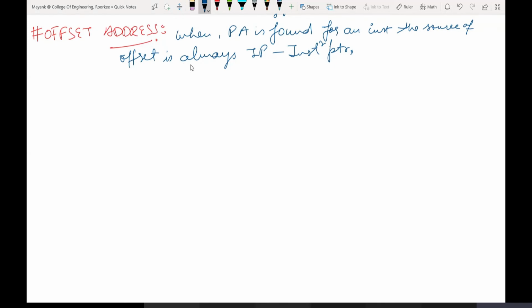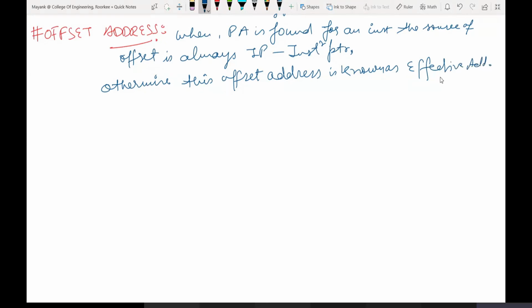Otherwise, if the source of offset is not IP, then what will happen? Otherwise, this offset address is known as the effective address. So there is only one difference between offset and effective. If the address is coming from the instruction pointer, that is your IP, that moment it is called offset. If the source is not IP, then it will be called effective address. This is the difference between offset and the effective address.